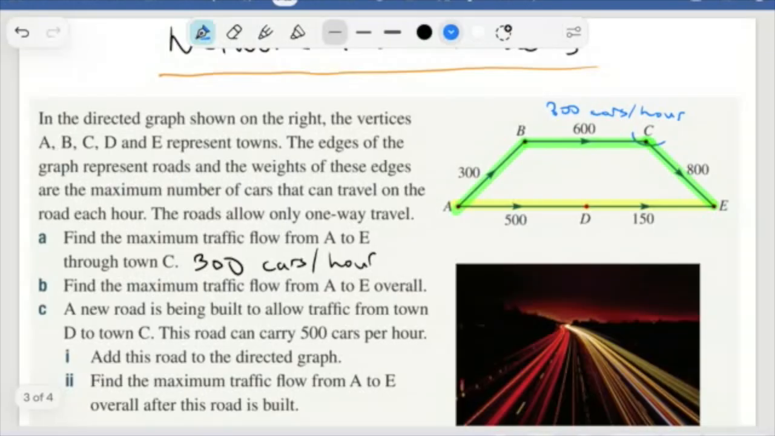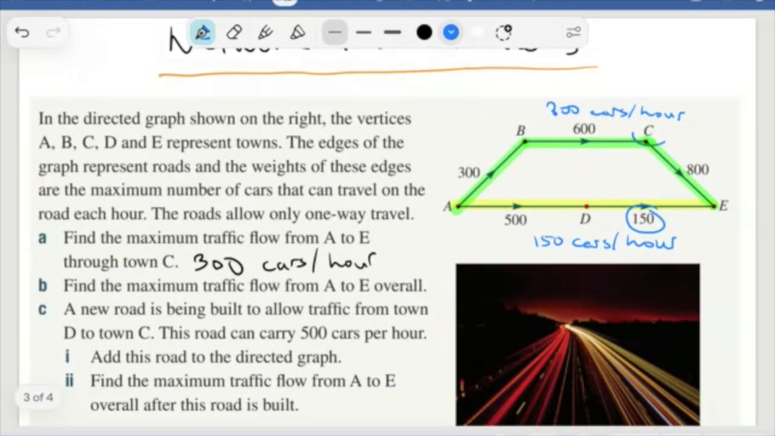But we also have another possible route we can take, right? So we're not just limited to this green one that I've highlighted. We can also take the yellow route, because it's specifying we just want to get from A to E. So we have to consider these edges on the bottom and say, what is the maximum flow through this path A, D, and E? Now, as we've done before, we are going to say that we are limited by the smallest weighted edge. So the maximum flow in this section, ADE, is going to be 150 cars per hour. This is our maximum flow on this path down the bottom.